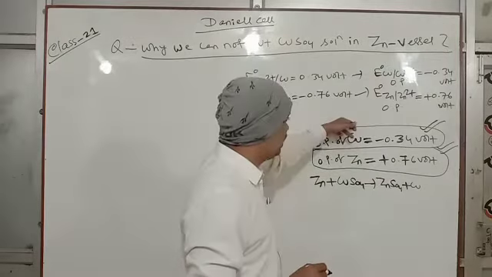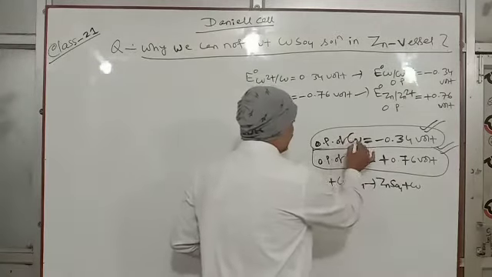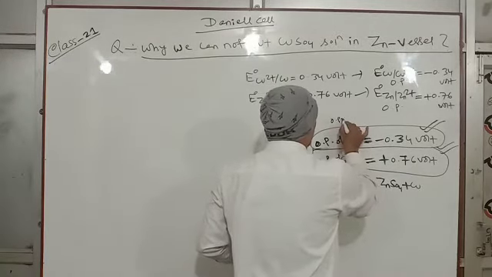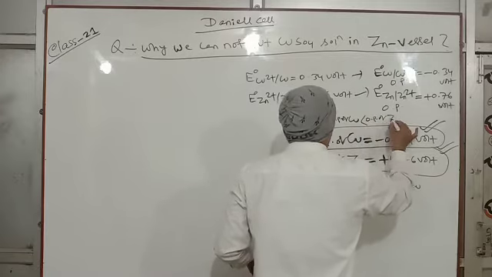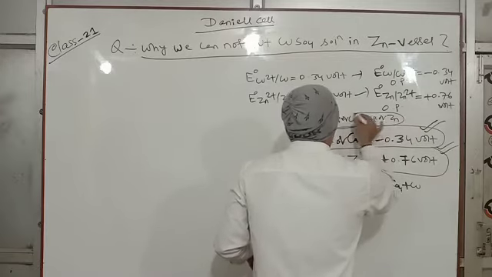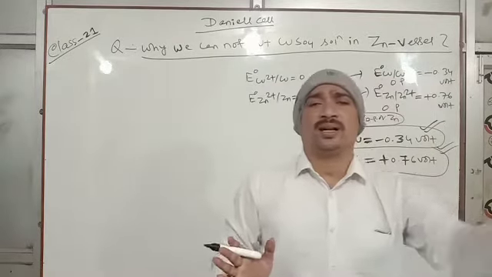So zinc will displace copper, but copper will not displace zinc because the oxidation potential of copper is less than that of zinc. So the metal with higher oxidation potential will displace the metal with lower oxidation potential.